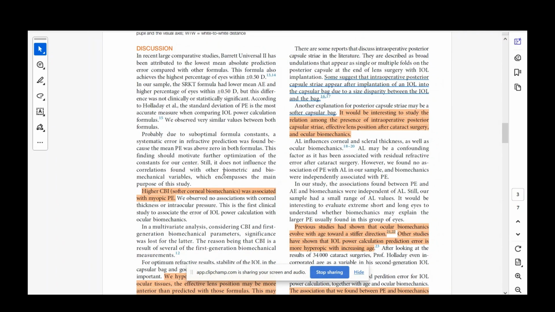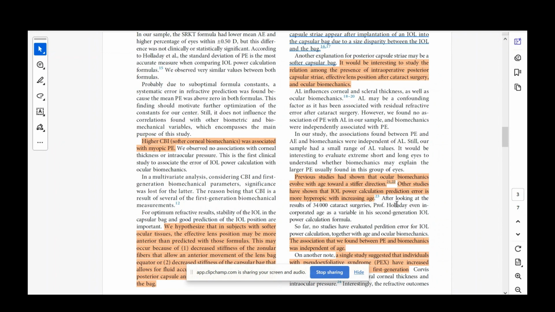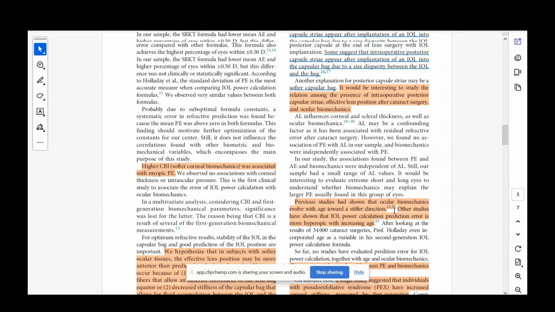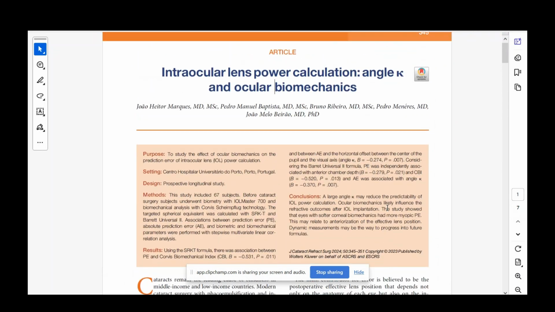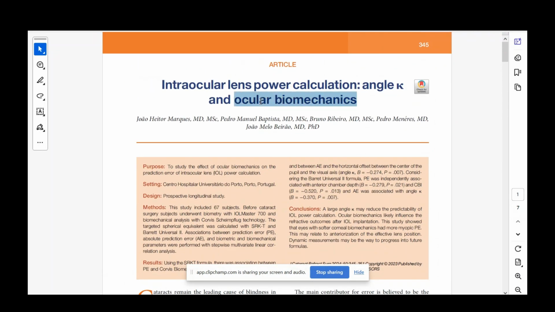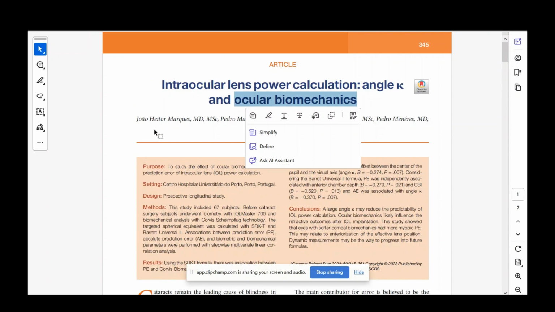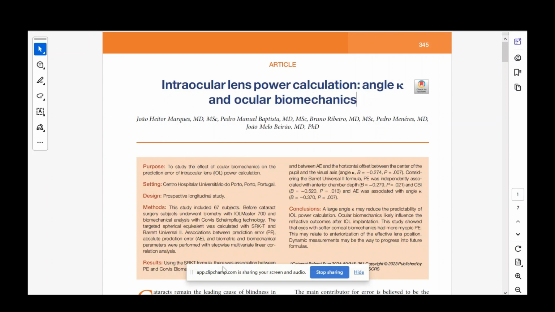This study also talks about the capsular stria and cornea and angle kappa. Interestingly, it also found a relationship between angle kappa and prediction error with the IOL refractive outcome. But we can make a separate video of that in my subsequent videos. For now, let us keep our attention on the corneal biomechanics and what relation it has to the intraocular lens power calculation.